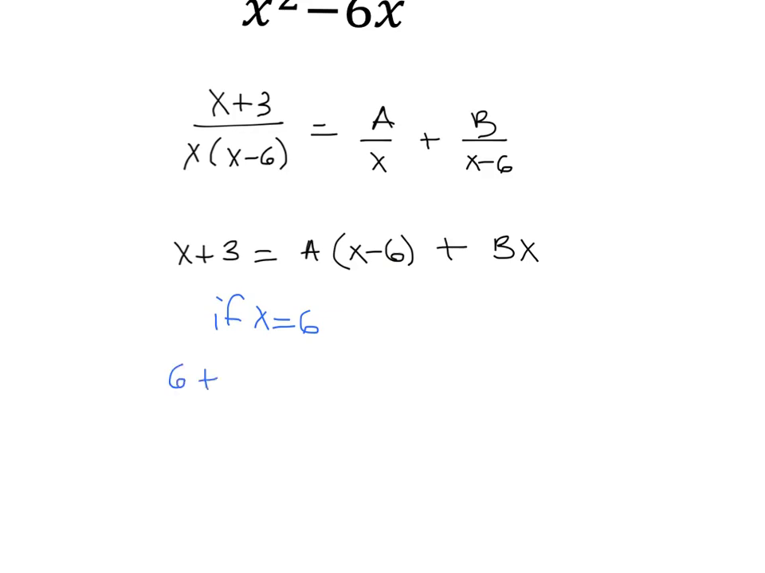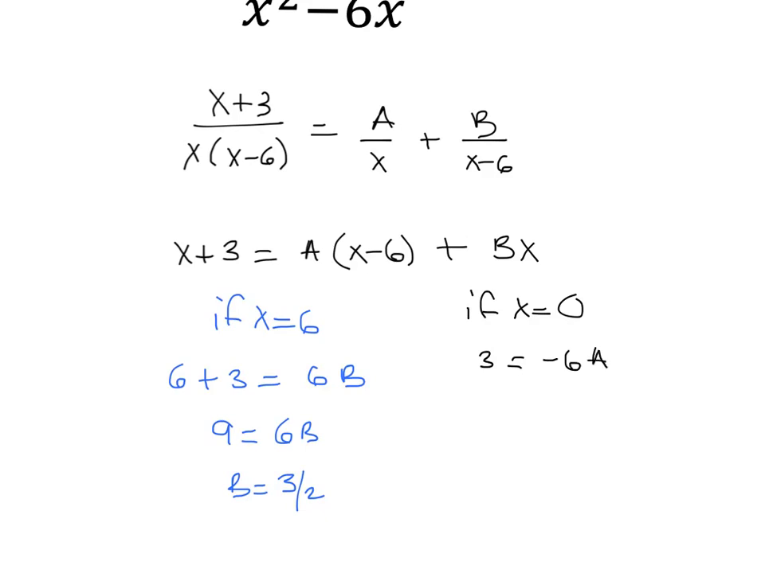So we're going to do 6 plus 3 equals 6b. So here I get 9 equals 6b. Divide by 6 on both sides. I get b equals 3/2. And then I'm going to let x equal 0, because when I do that, this term becomes 0. So if x equals 0, then I have 3 equals -6a. a equals -1/2.